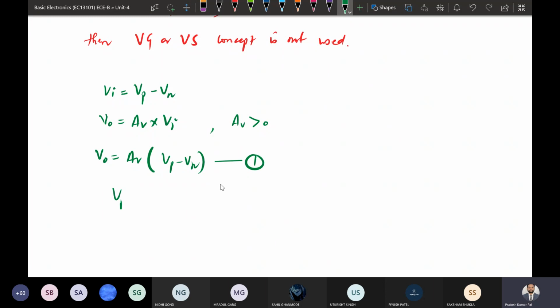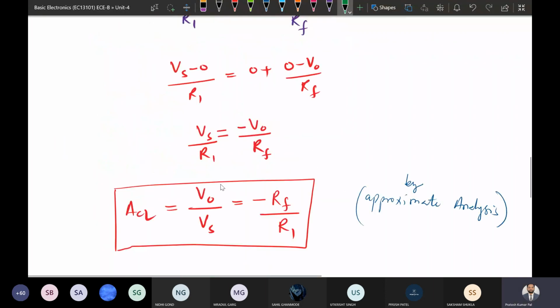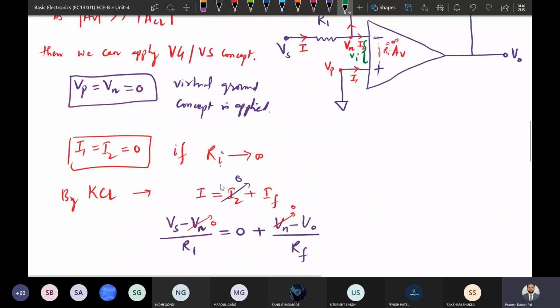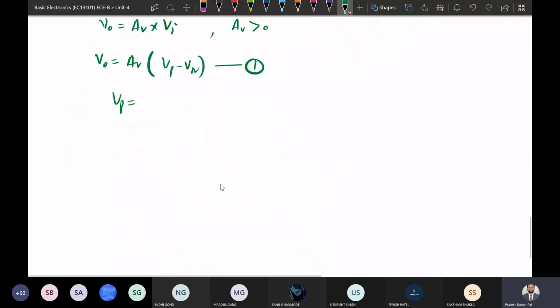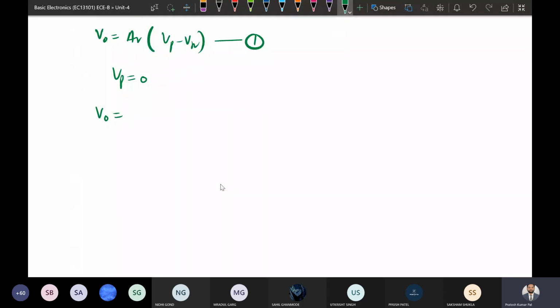Also, by using the circuit, the voltage at the Vp point is equal to 0. So by putting this here, we get V output equals minus AV into Vn. This is the case if we put the value of Vp.